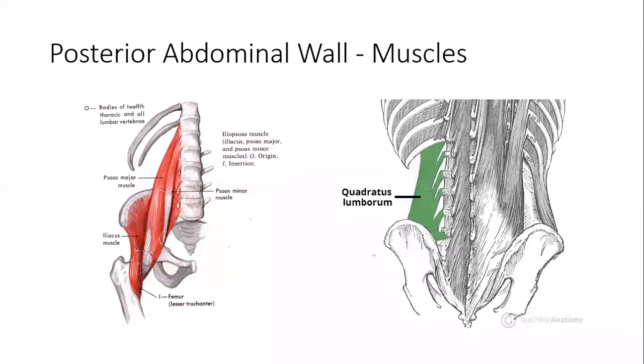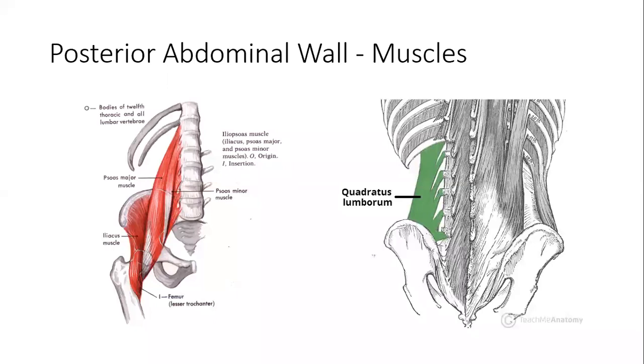Next, we have the psoas major muscle. The psoas major, as I mentioned earlier, is located much nearer to the midline as compared to quadratus lumborum, immediately lateral to lumbar vertebrae.